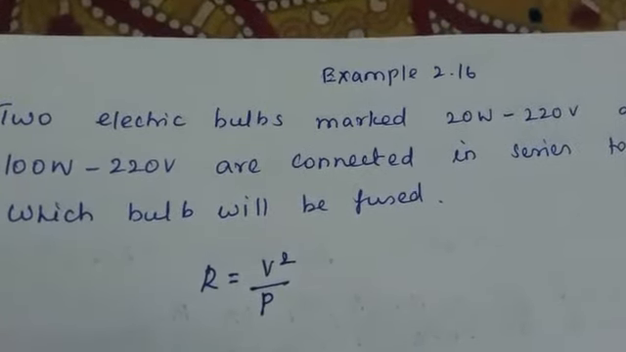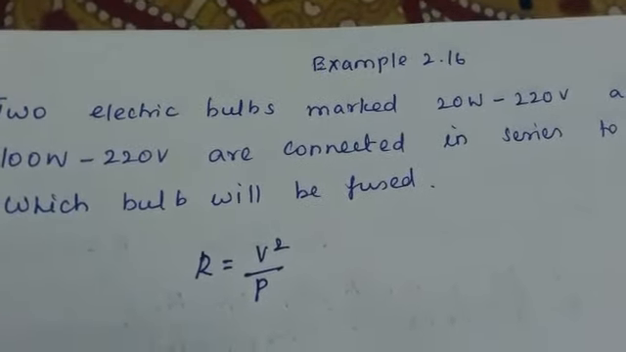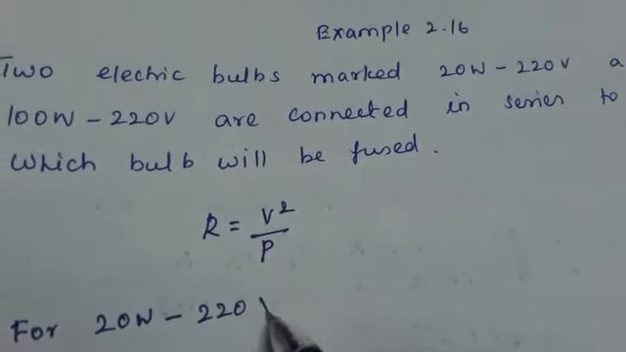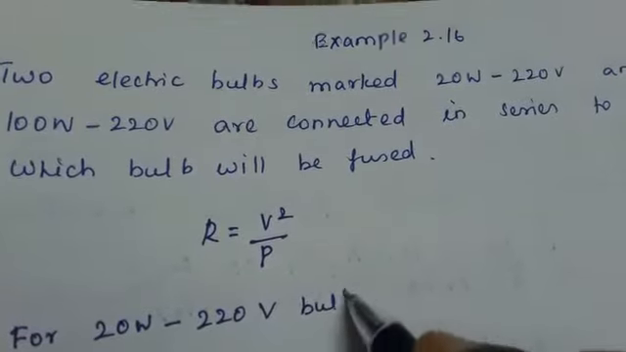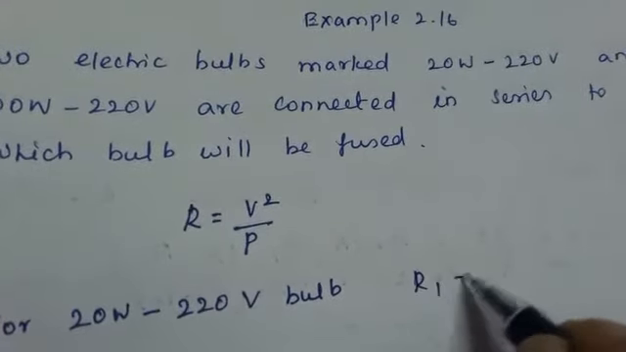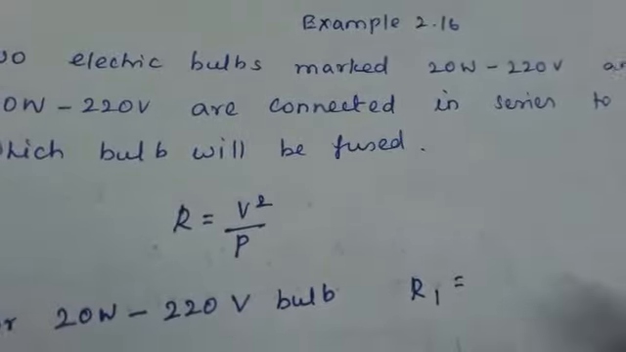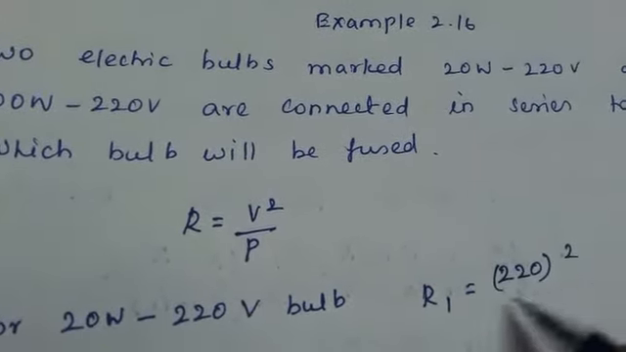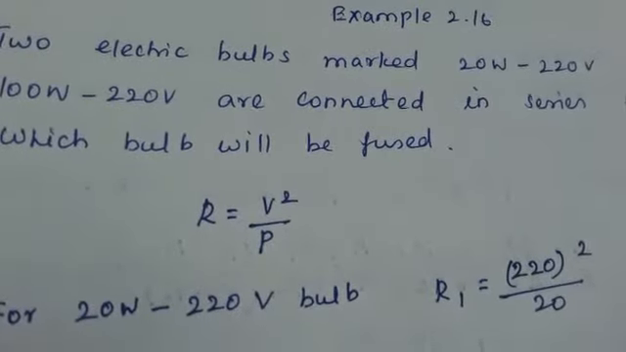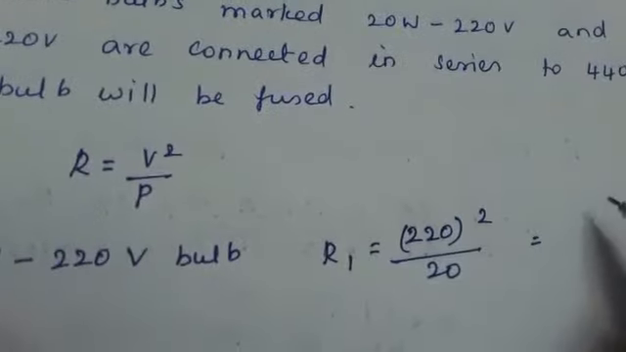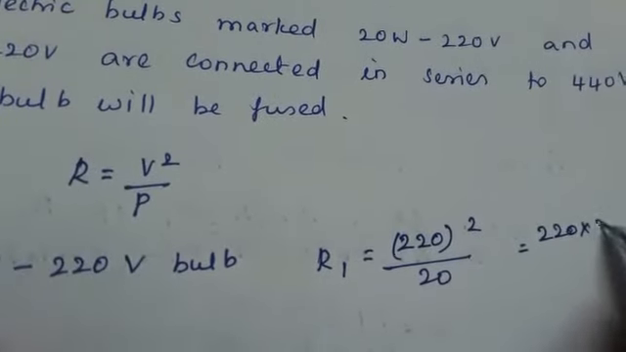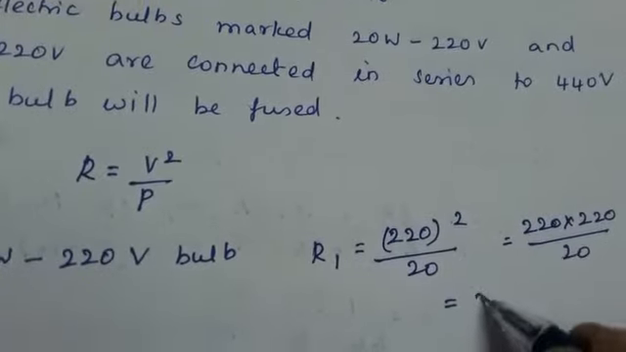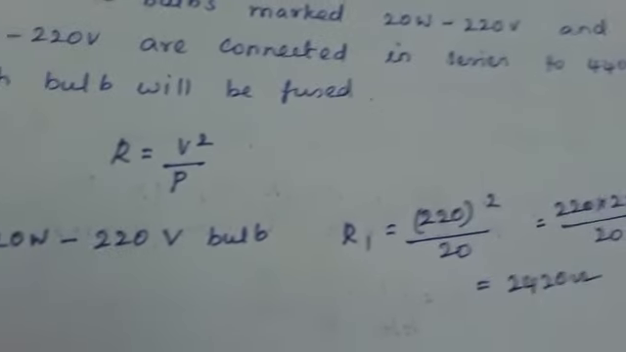Now, first we'll take the first bulb, the 20 watt 220 volt bulb. What is the resistance? That resistance we can take as R1. Your voltage is 220, so 220 square divided by 20. This is 220 into 220 divided by 20, and you will be getting the value as 2420 ohm.